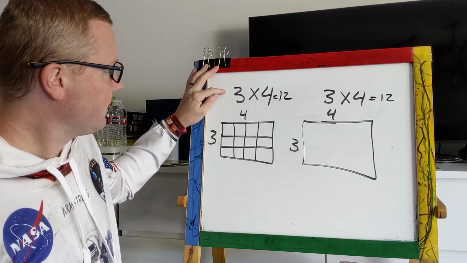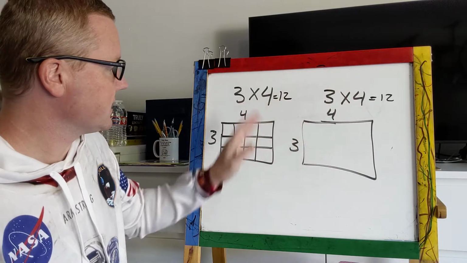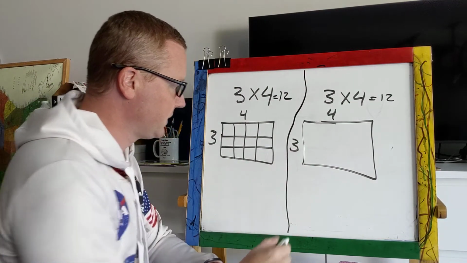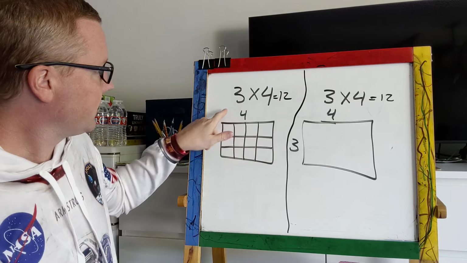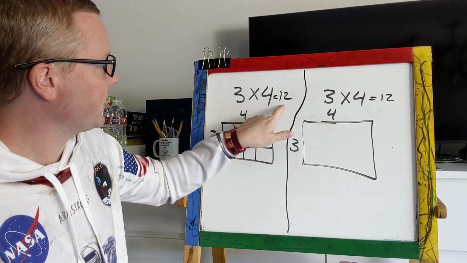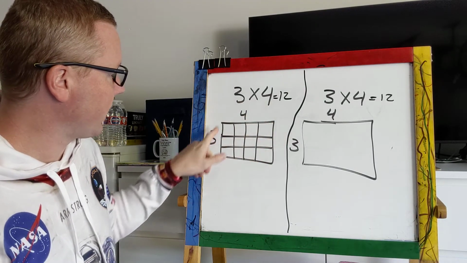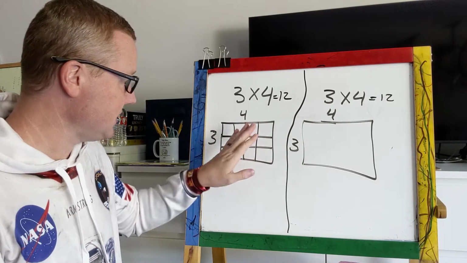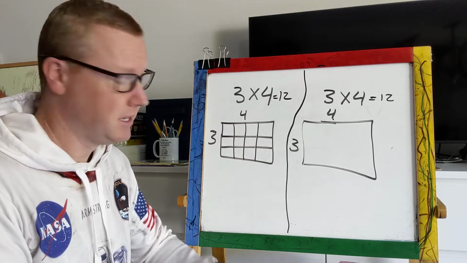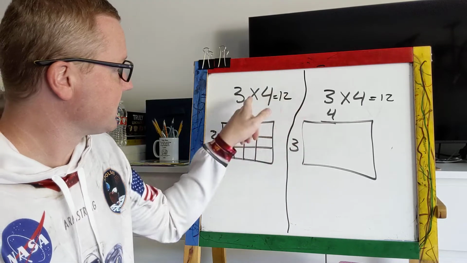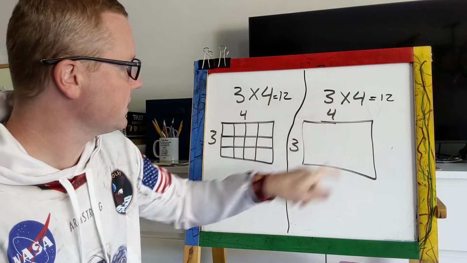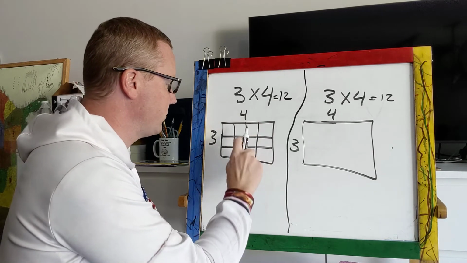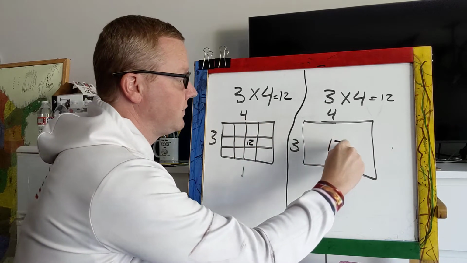So here I have two different arrays. I can draw a line down the middle so we can see where they're separated. Here I have 3 times 4 equals 12, and I drew out the array, and I even have all the spaces in it. And that takes a lot longer to make than this one. Again, the same thing, 3 times 4 equals 12. There's 12 in here, and there's 12 in here.